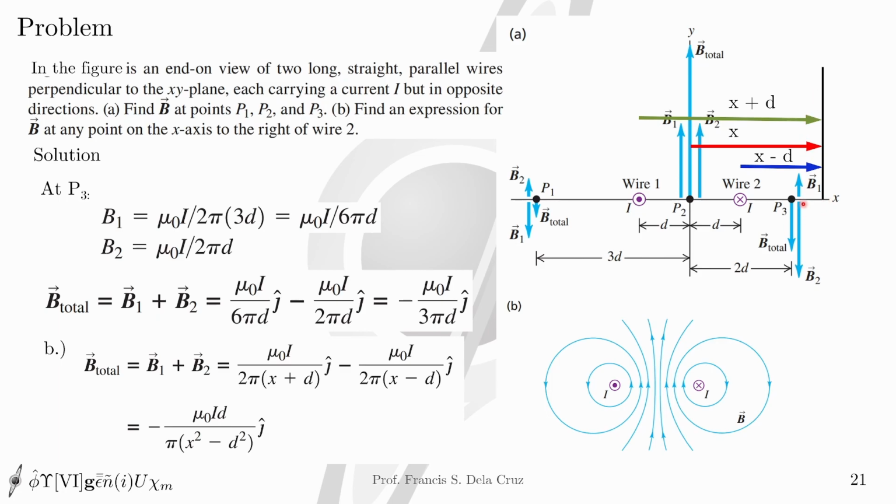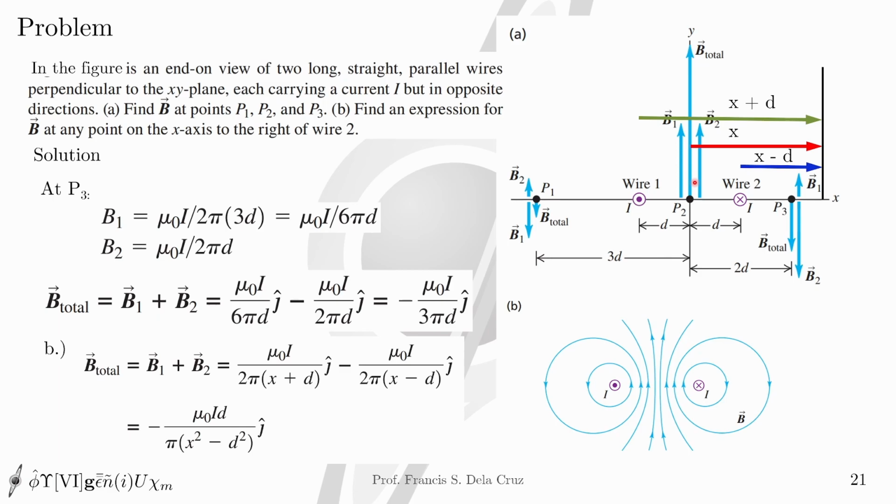Yeah, it's the X position, this red. So from the center, from the origin, towards that point, the coordinate is X. If you look at wire 1, that would be X plus D from the coordinate X. For wire 2, that is X minus D.